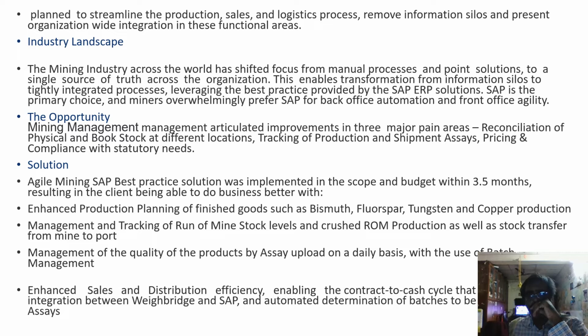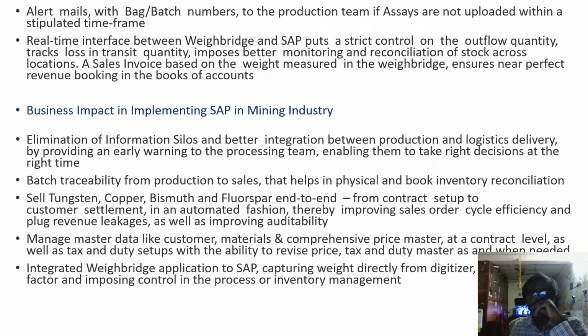and enhance the sales and distribution efficiency, enabling the contract to cash cycle that includes integration between Weighbridge and SAP, and automated determination of batches to be sold based on the assays. Okay, and say we have alert mails with the bag details and batch numbers, right, to the production team if the assays are not uploaded within the stipulated time frame. So they will get an intimation. If there is any delay on the batch or bag, they will automatically be intimated. They will take corrective action, thereby reducing risk issues and everything.